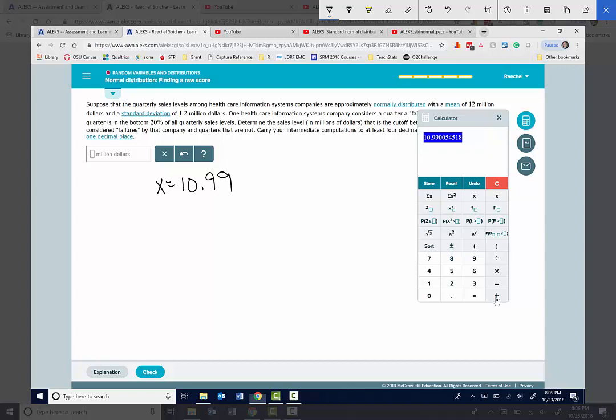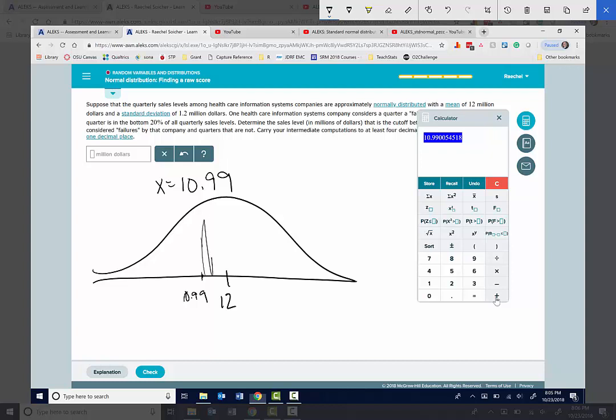10.99. And so again, just revisualizing this, our mean is 12, and our standard deviation is 1.2. So at one standard deviation, you're right at about 9.8, and you would keep going down. And so what this tells us is that when x is equal to 10.99, 80% of the distribution is to the right, and 20% would be to the left.